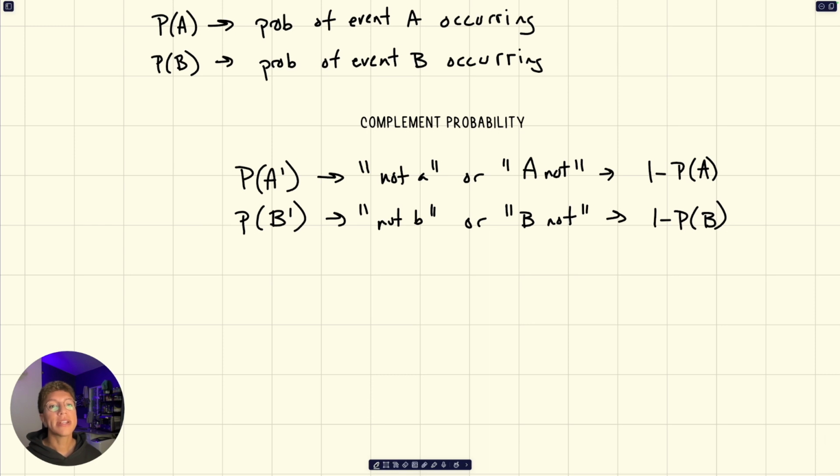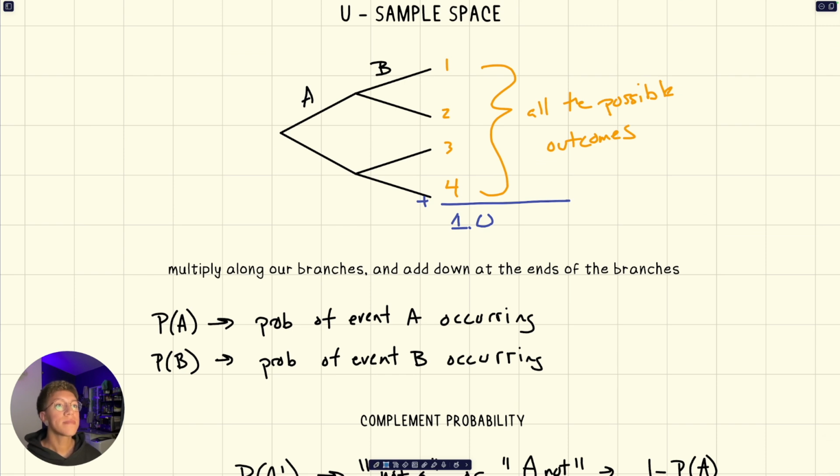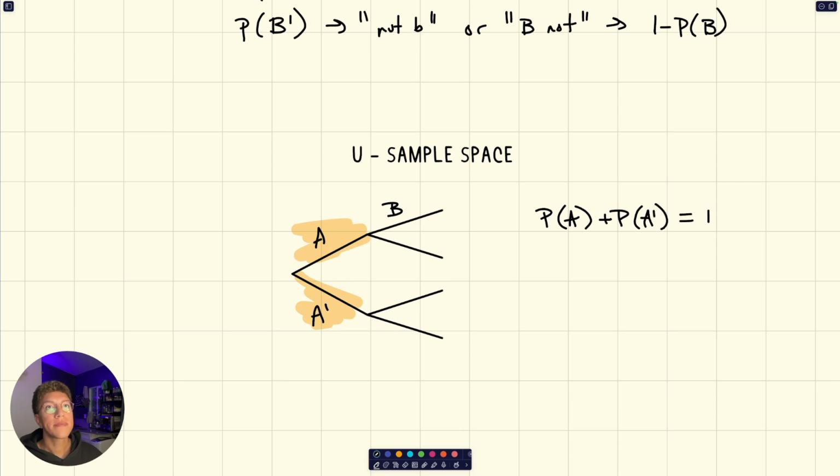So let's grab our diagram from up here. Our very first branch is our very first event. So either you take the top branch and A happens, or you take the bottom branch and A does not happen. Like we said before, these two branches, A and A naught, must sum to 1.